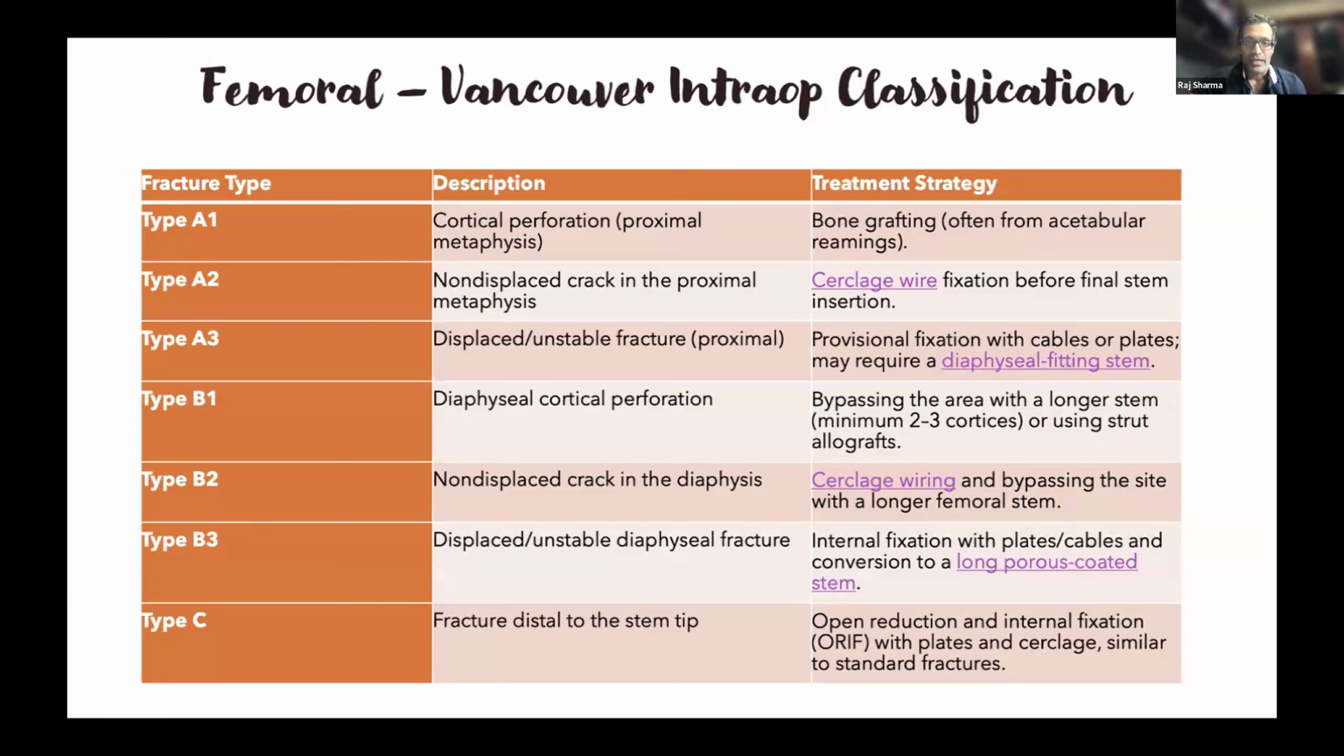Type B's are more in the diaphysis, so they can be a cortical perforation. In these cases, you want to bypass that stress riser or that perforation, and you can use strut allograft or some kind of bone graft in the area where the perforation was located. Non-displaced cracks, you can cerclage wire and bypass it. And then the displaced ones where you may need to augment it with some cables or some plates in order to help stabilize before bypassing it. And the type C's are distal to the tip of the stem, requiring open reduction internal fixation.